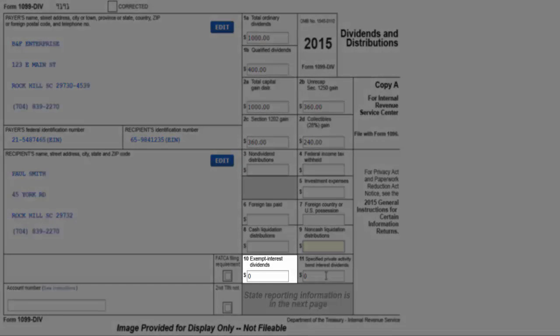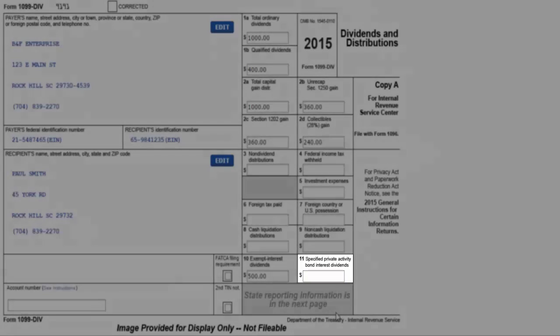Box 10, enter exempt interest dividends from a mutual fund or other RIC. And box 11, enter exempt interest dividends paid by a RIC on specified private activity bonds to the extent that the dividends are attributable to interest on the bonds received by the RIC minus an allocable share of the expenses.